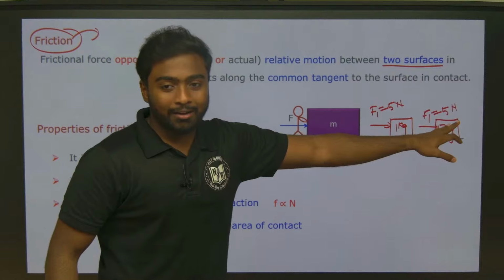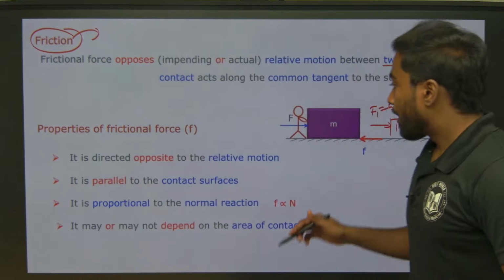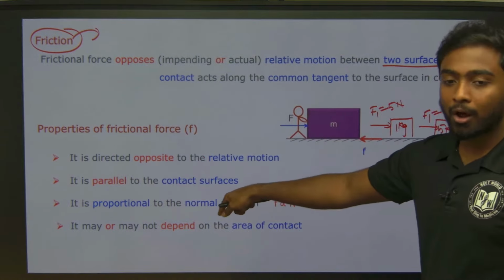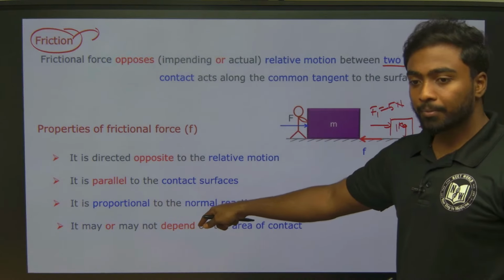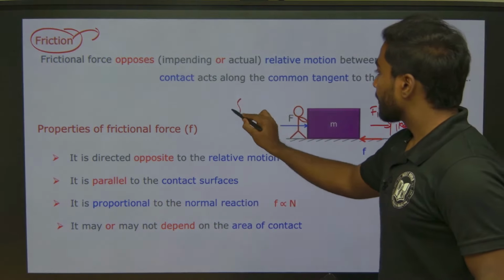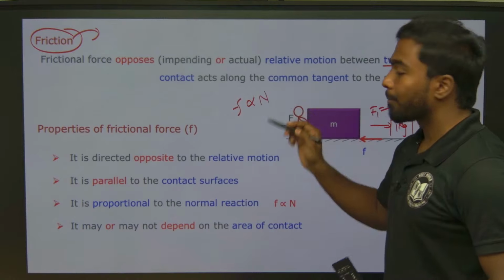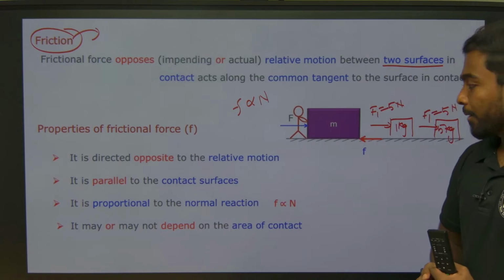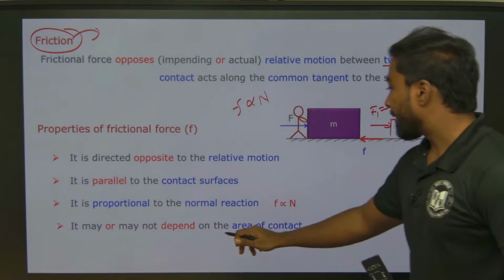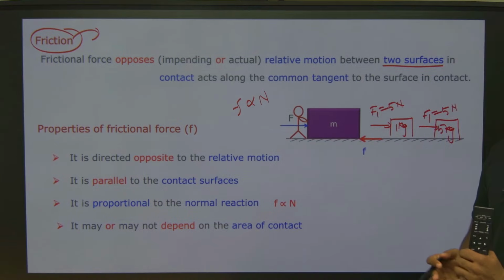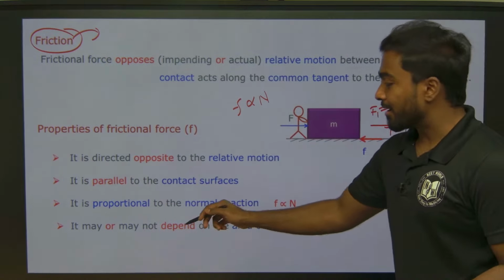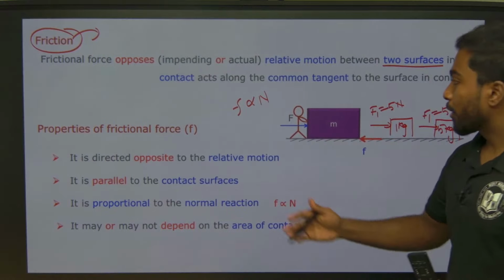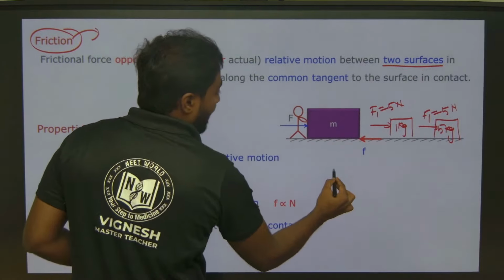So what I can say here is that friction is directly proportional to the normal reaction. Yes, no? So friction is directly proportional to the normal force. It may or may not depend on the area of contact, but it depends on the normal force. So what will be the formula?